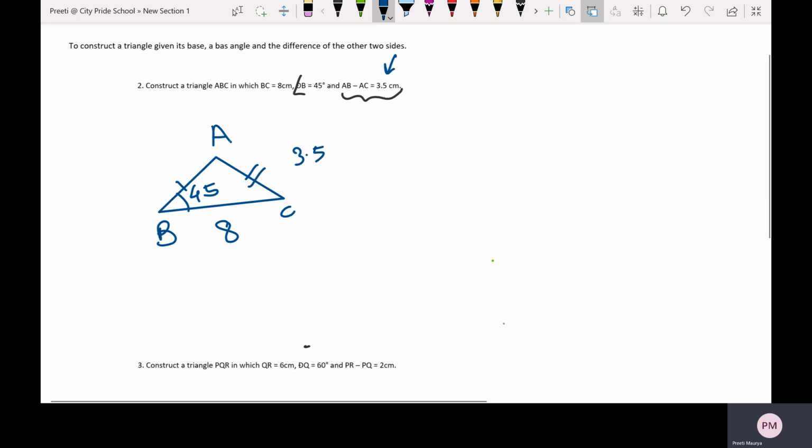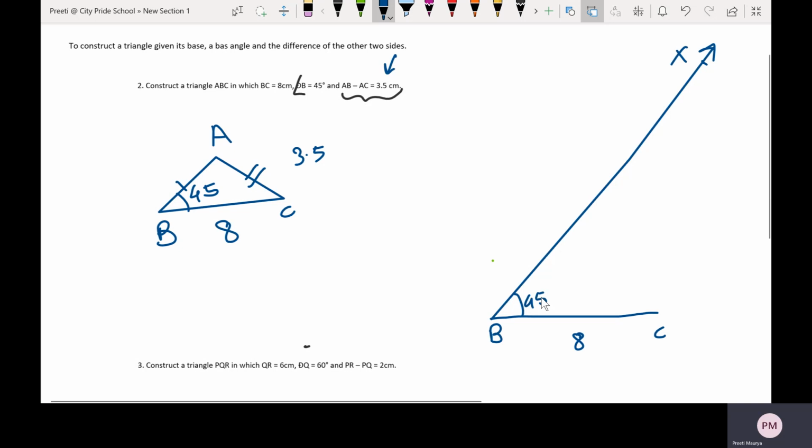Since I need the base BC equal to 8 centimeters, let's make BC equal to 8 centimeters. Next, children, we need to construct angle B as 45 degrees. So at B, we will construct an angle of 45 degrees. Let us say this is our angle XBC, which is equal to 45 degrees.